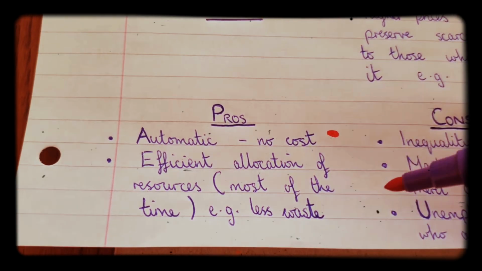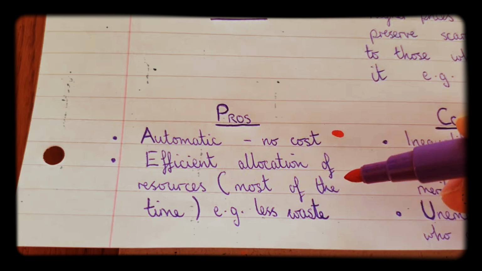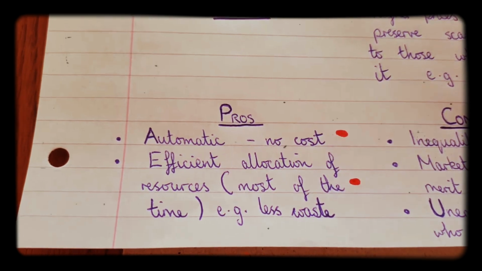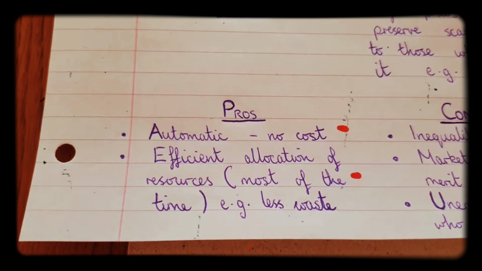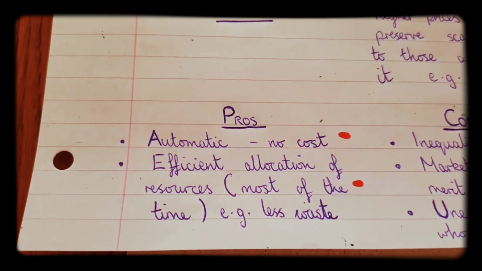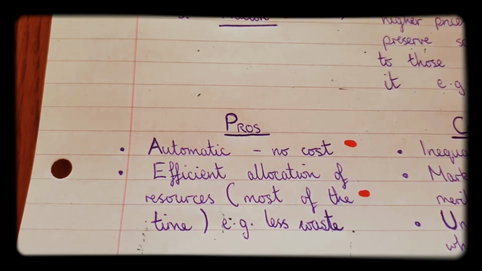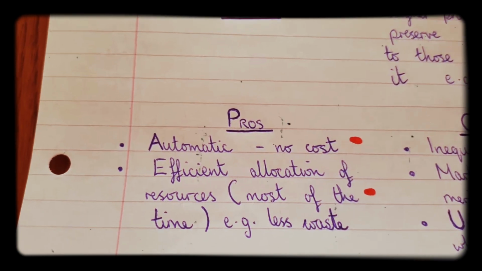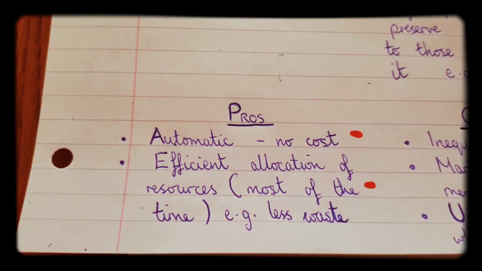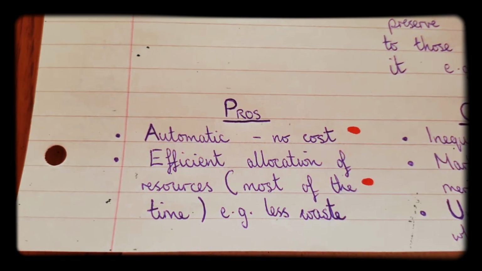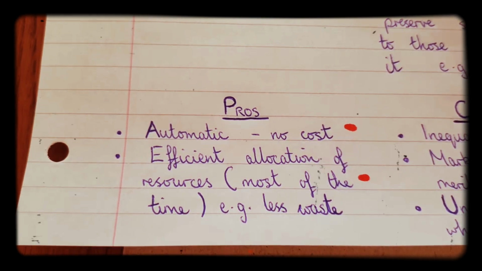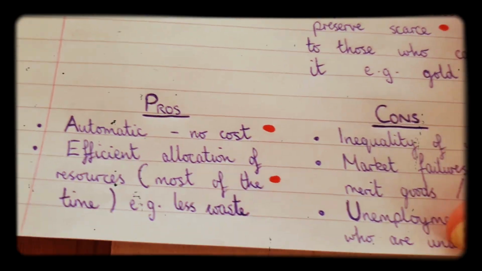The second thing is that on the whole, it's an efficient allocation of resources, most of the time. We have less waste. For example, businesses are looking to produce products that people actually want and will pay money for. They're not looking for products that people don't want and aren't going to pay any money for. So people are always trying to create something of value.